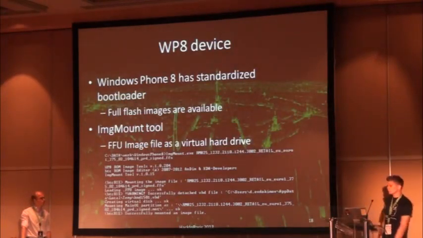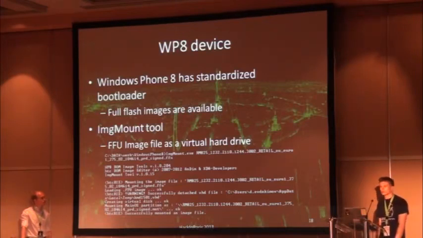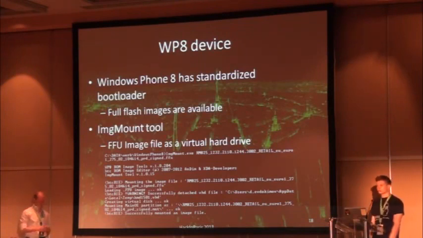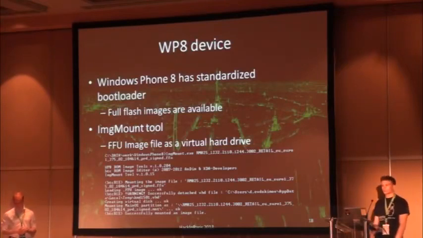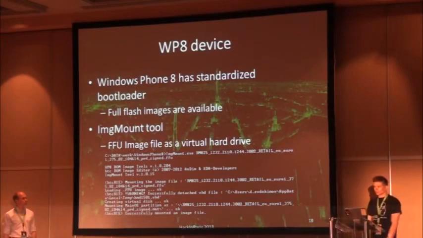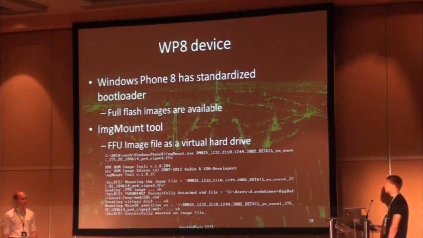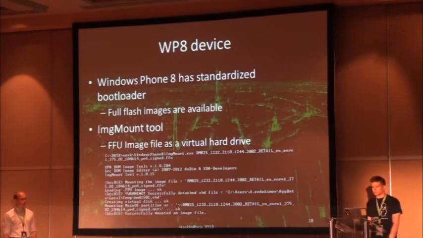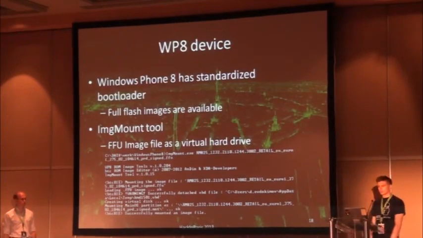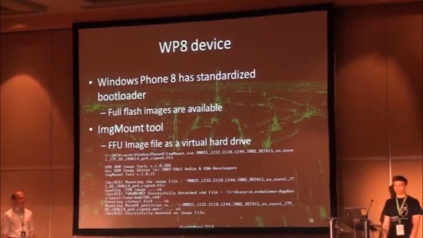In Windows Phone 8, Microsoft introduced standardized download bootloader requirements for OEM vendors. Now all ROMs use one format called FFU, and vendors are not allowed to use their custom ROM formats. You can download images for various devices from the internet, mount them with the image mount tool, and explore the contents. Unfortunately, there is no public full unlock available these days for Windows Phone 8.